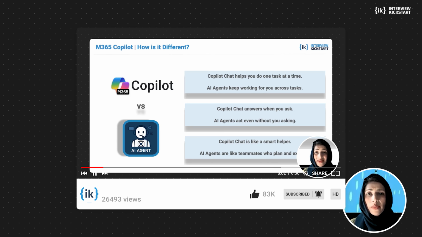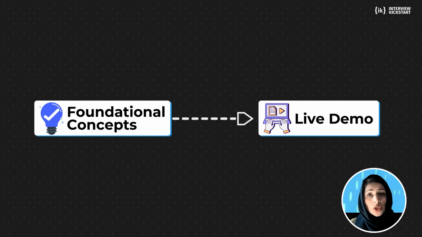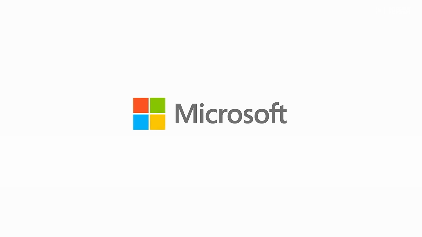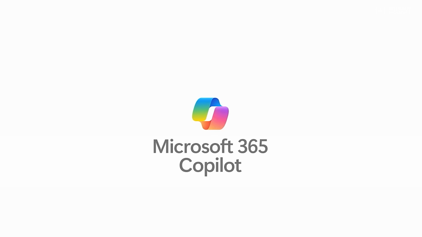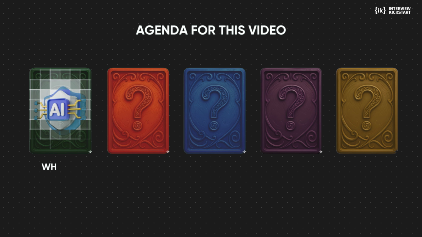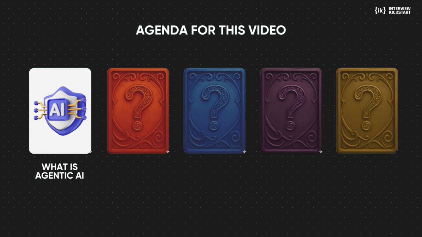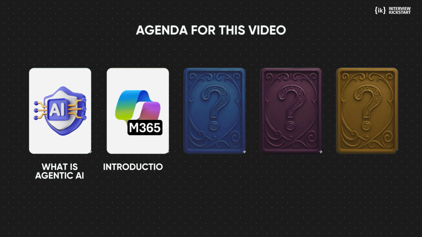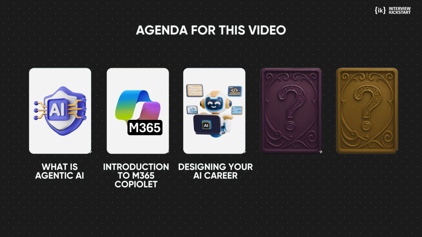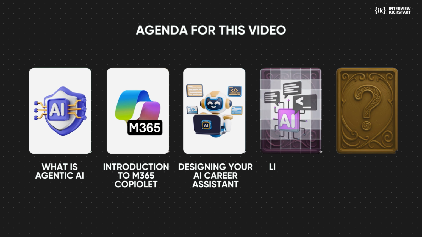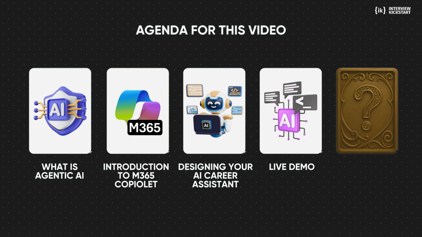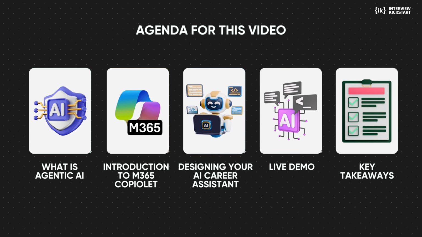Throughout this session, I will guide you step by step from foundational concepts to a live demo so you can see the real value of Microsoft 365 Copilot in action. We will begin by understanding what agentic AI is and why it matters. Then I will introduce you to Microsoft 365 Copilot agents. Next, we will dive into designing your own AI career assistant agent, followed by a live demo where I will show you how to create and configure an agent in M365 Copilot. Finally, we will wrap up with key takeaways.